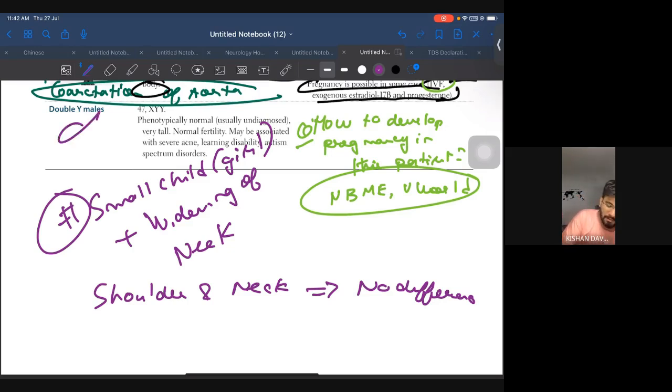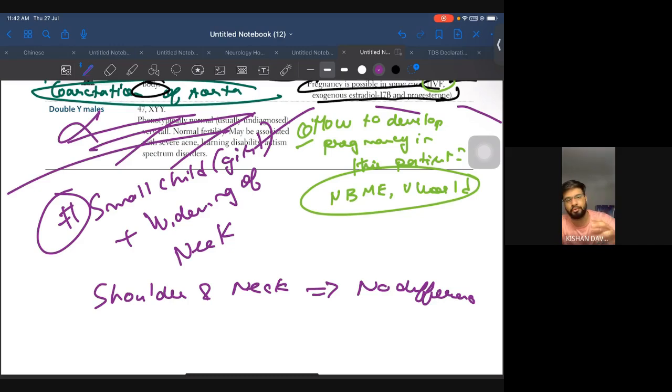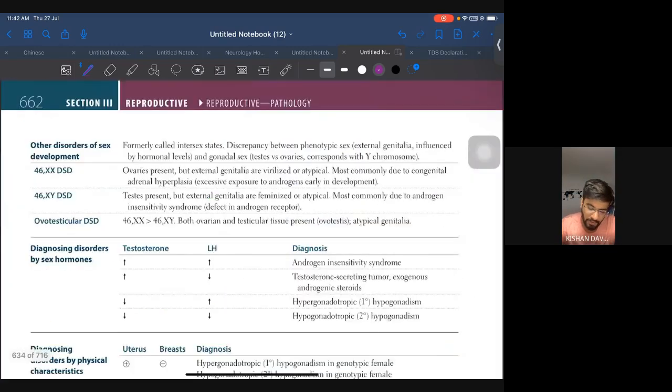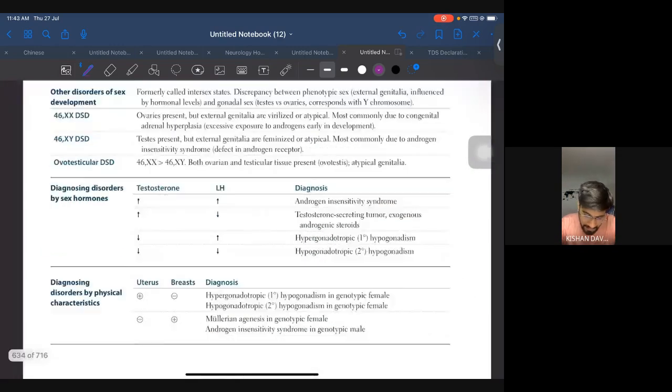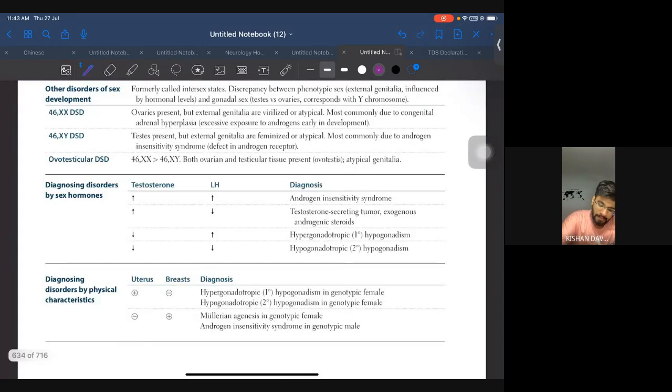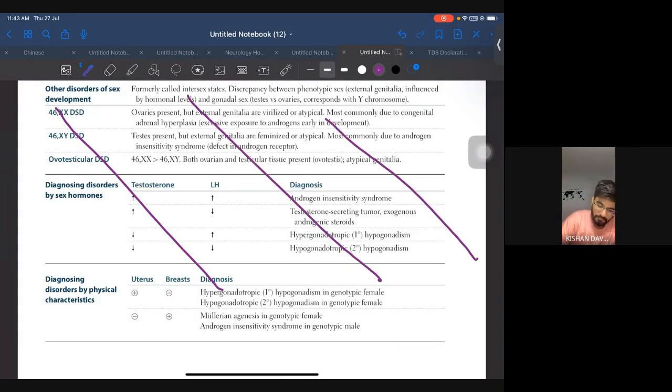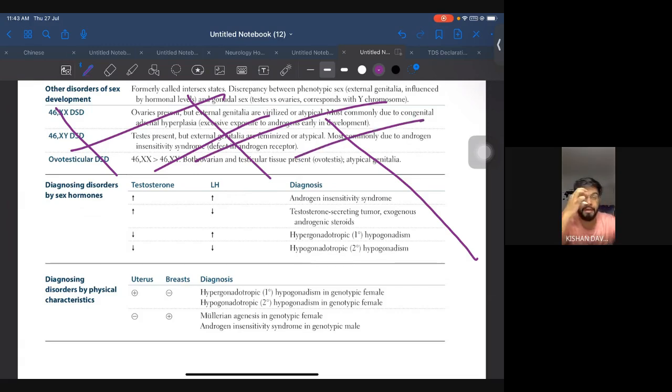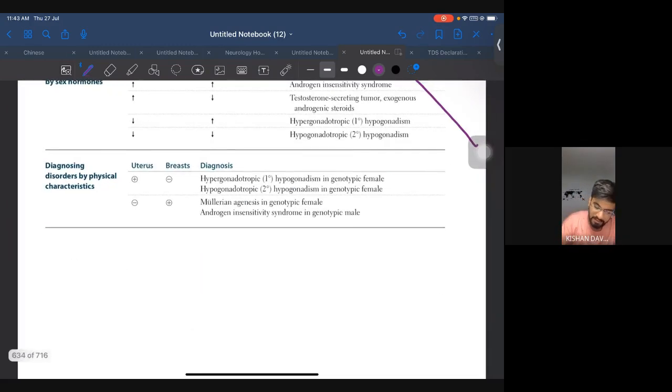Double Y males, ignore this. There is no need to memorize this now. It is all a part of Step 2 CK. All right, let's come to the next part. Other disorders of sex development, ignore this. You can remember this table if you want to, but this is only asked in UWorld. In all the NBMEs, even the old and new NBMEs, they have never asked. Even this, forget it.